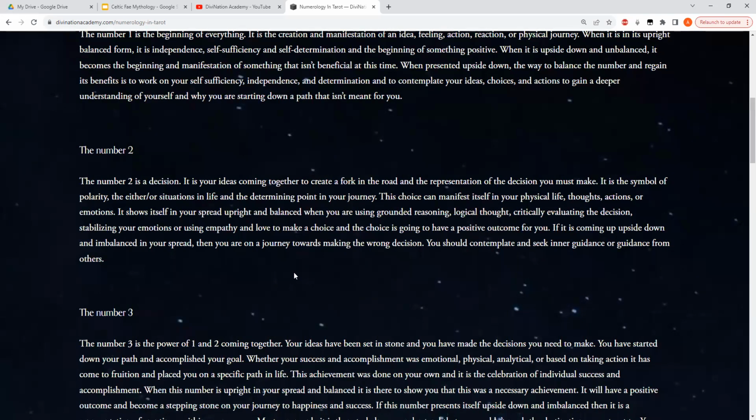And this is very, very different than the number 1. Because if we are using the number 2 to describe an entire person, then this is probably somebody who is constantly trying to make a decision. So it is probably somebody who is very indecisive. But if they are very, very balanced in the number 2, then it could be somebody who is very, very good at making decisions.